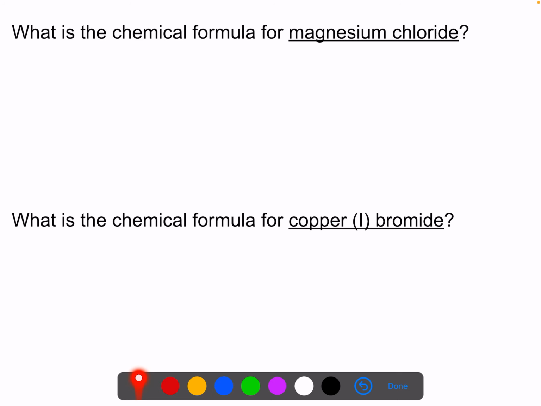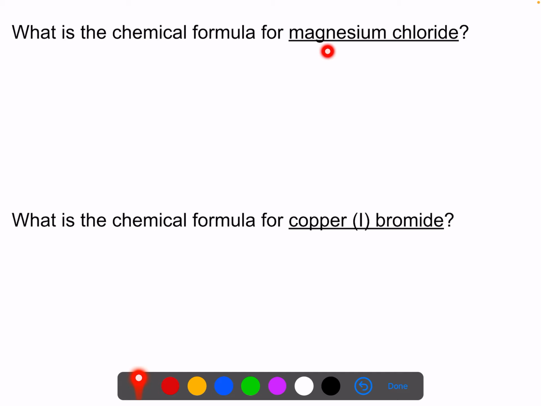Within our ionically bonded compounds, we need to be able to draw molecular formulas. And so if we look at something like, what is the chemical formula of magnesium chloride? And then we'll say, what is the chemical formula of copper 1 bromide? The key for both of these is when we think about our chemical formula, we have to think about what the charge of our two ions will be.